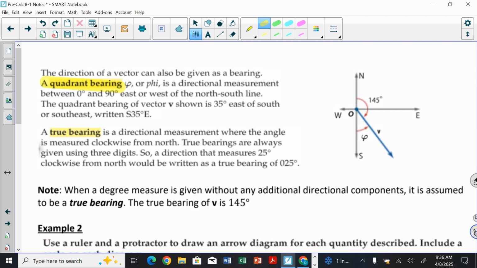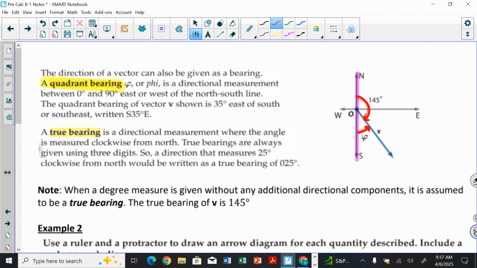So if you think about all that stuff, that's a lot of words, right? Here's your north-south line right here. And so then your quadrant bearing is between 0 and 90 east or west. So you have the north-south line. Then we're either going to go east or west based on that. So if we're going east, like in these examples here, this angle is from that north line going east. This angle here is from the south line going east as well, okay?